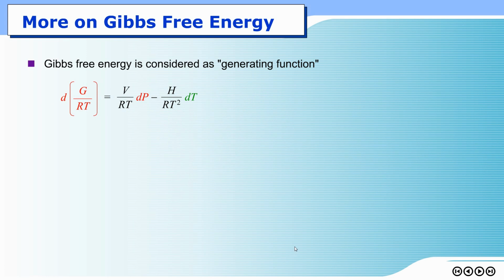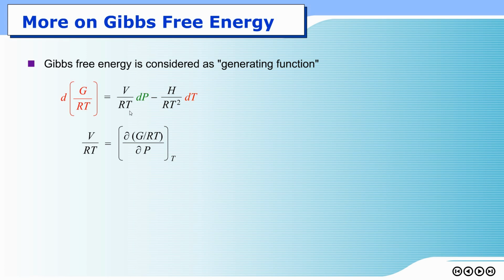From this, I'm going to do the same trick as what I did for the first derivative of fundamental relation. If I restrict the system to be constant temperature, this dT becomes 0. You can move dP here to the left hand side. You get d of (G over RT) dP at constant temperature, okay? The other side of the equation is basically V over RT.